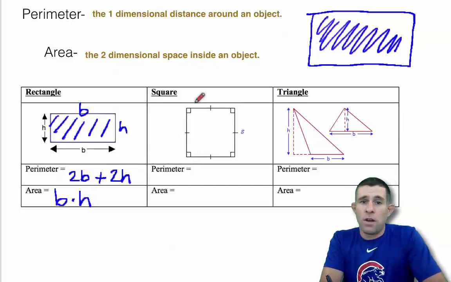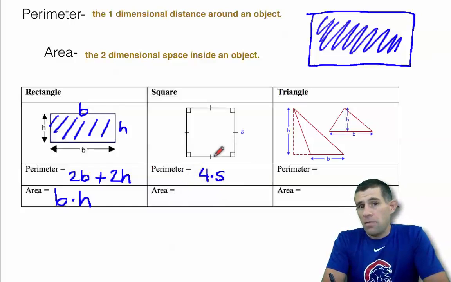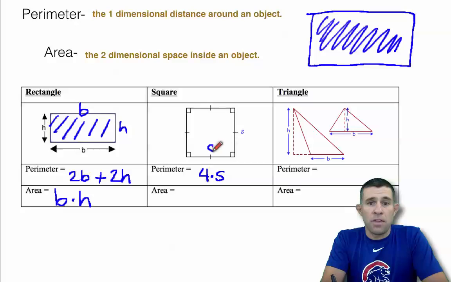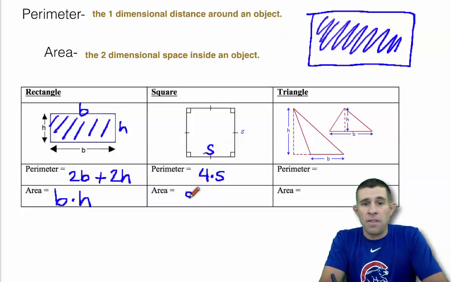Moving over to a square, we see that we have 4 right angles and 4 congruent sides. So to say the perimeter would just be S plus S plus S plus S. Or another way of summarizing that is 4 times one side length S. And to find the area, we're going to take base times height again. And since base and height are both the same, this will be S times S. And a way that we shorten that is to say that that is S squared.